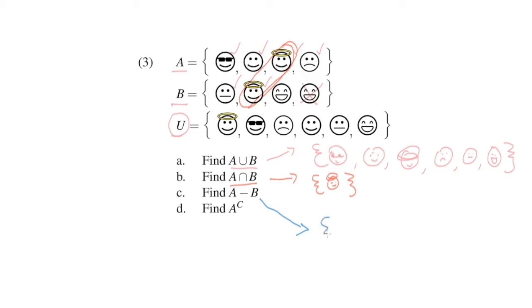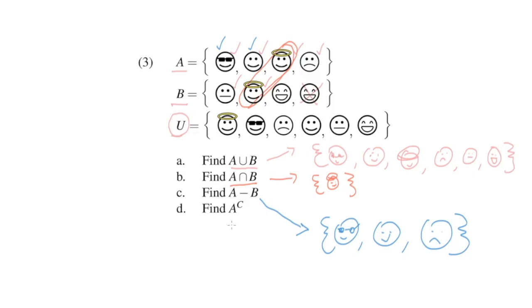Okay, so it will be sunglasses. Oh, sorry, cool. It'll be smiley. Right, so we've got sunglasses, smiley. We don't have the angel because angel is in B, and we want the difference, and then the frowny. So the frowny face. Okay, so that's A minus B, all the elements of A that aren't in B.